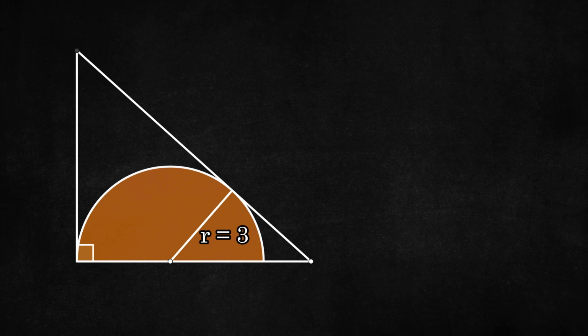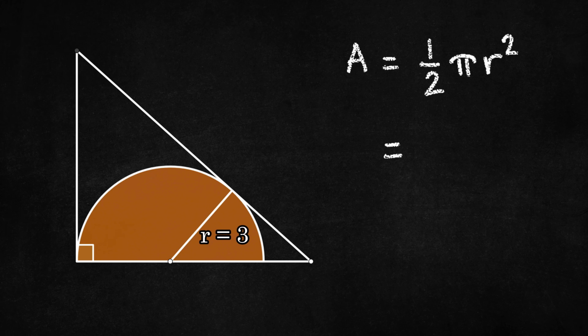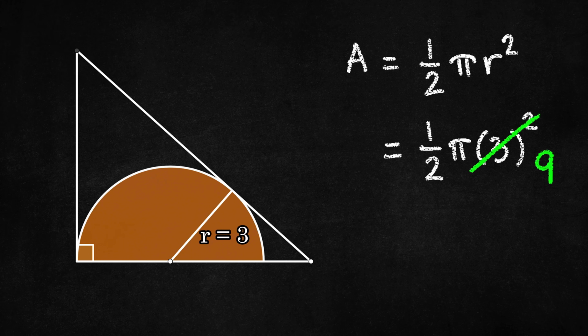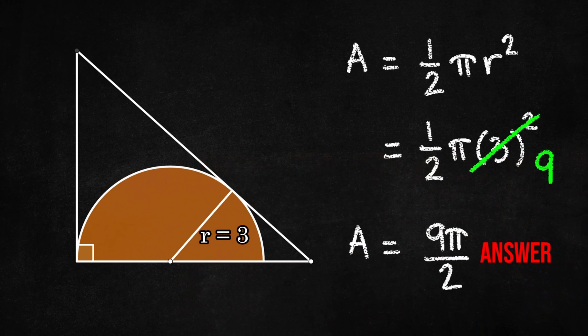Now that we know the radius, we're almost done. The area of a semicircle with radius r is 1/2 pi r squared. Substitute r equals 3 into the formula. 3 squared is 3 times 3, or 9. Therefore, the area is 9 pi over 2 square units.